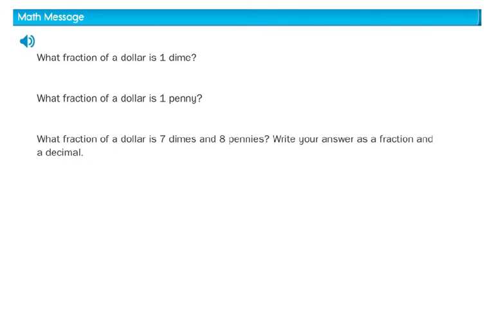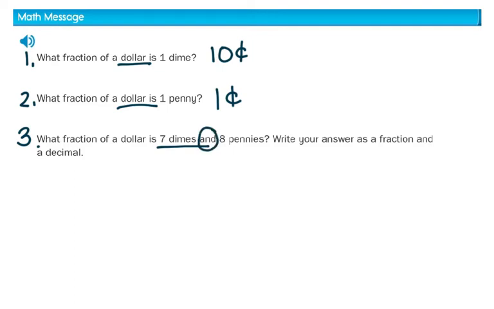Oh, one more thing before we get into our math journal. What fraction, let's number these, number 1, 2, and 3 again. What fraction of $1 is a dime? So remember, a dime is 10 cents. What fraction of $1 is 1 penny? What fraction of $1 is 7 dimes and 8 pennies? Write your last one as a fraction and as a decimal. Pause your video and complete. Make sure you're doing this. You want to be ready when you move into 5th grade that you've practiced this. So pause your video and answer the questions.